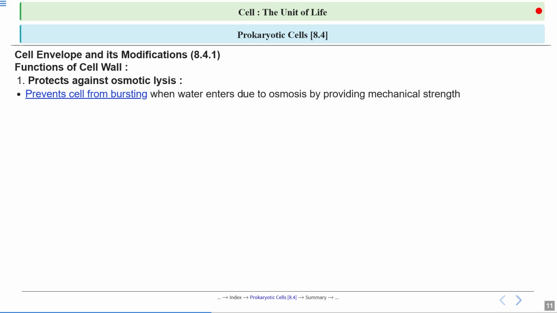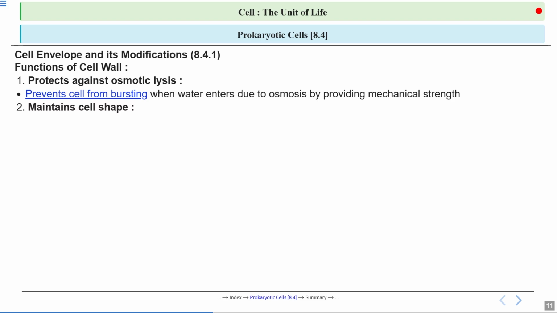We all know about osmosis and diffusion. Osmosis is the movement of solvent. In diffusion there is a movement of solutes. So there is a difference between diffusion and osmosis. The movement of water, or solvent, from low solute concentration to higher solute concentration is known as osmosis.